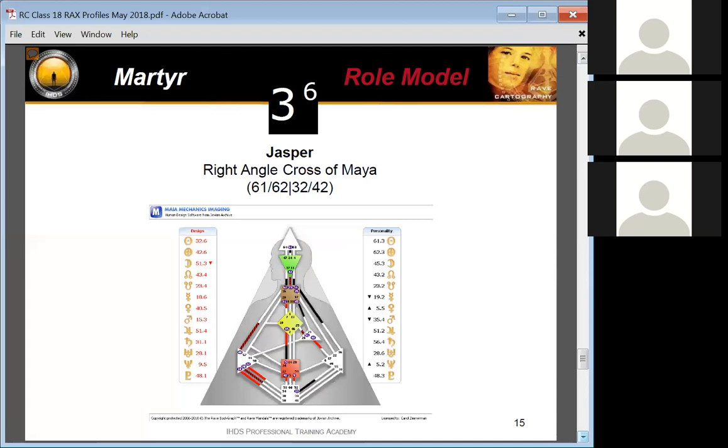So when you see that, they're on the opposite side of the mandala wheel. So they are very different right angle crosses of the Maya. Very different. They're serving a very different place within the evolutionary movement of form.